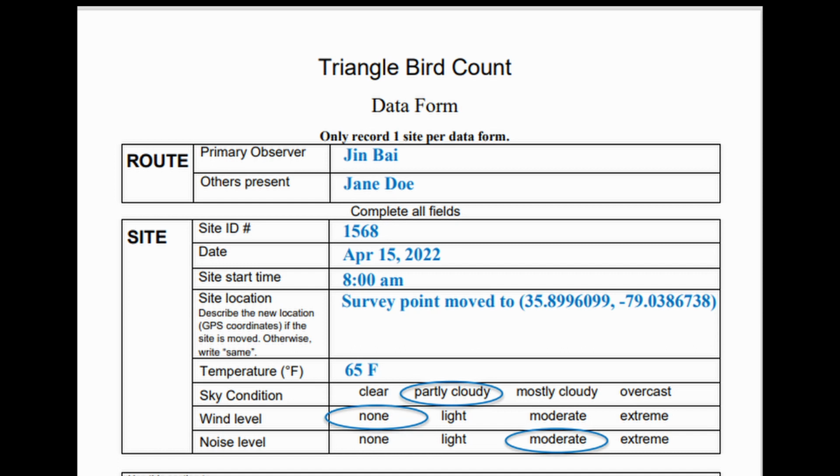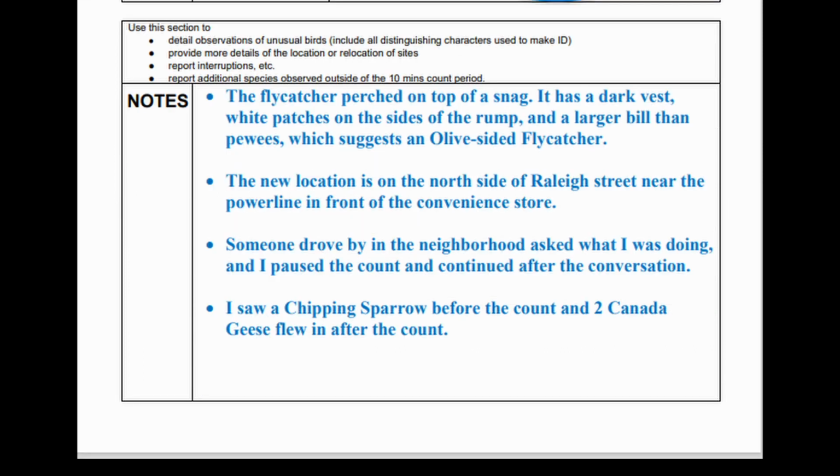We also want to know the general condition of the environment, such as temperature, sky condition, wind level, and noise level. Just circle the appropriate category for each condition. In the notes section, you can provide additional information such as description of a rare bird, so that we can verify that sighting is correct.